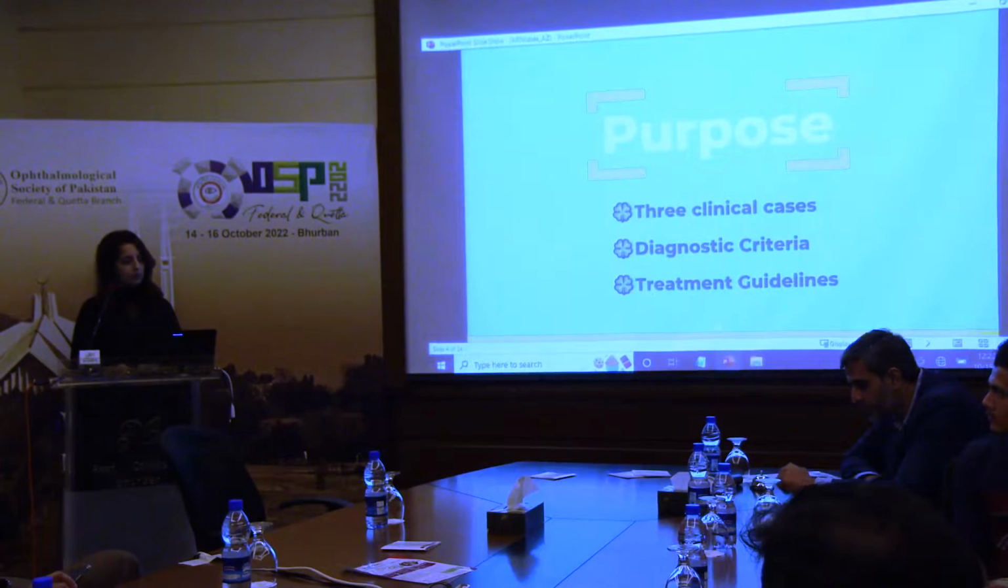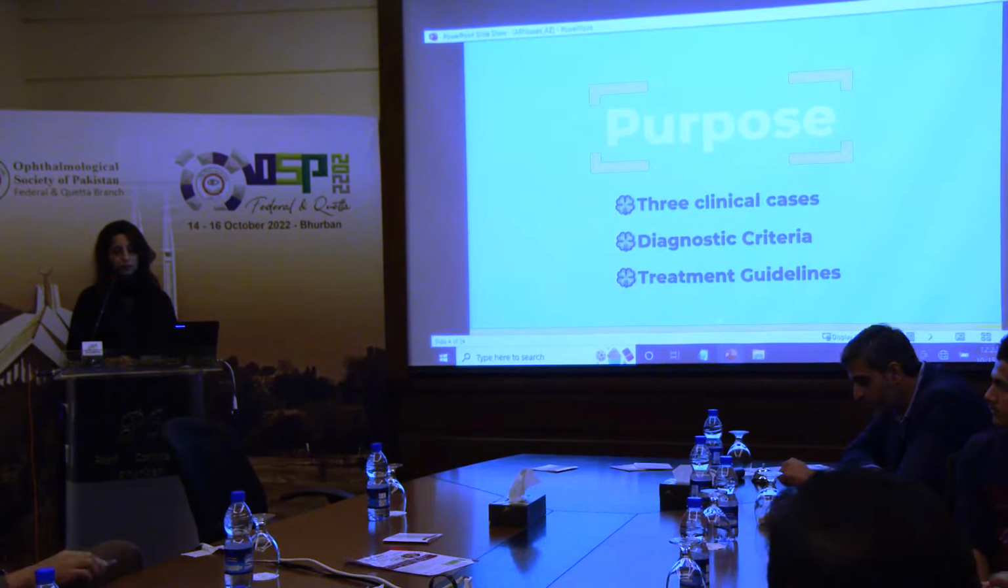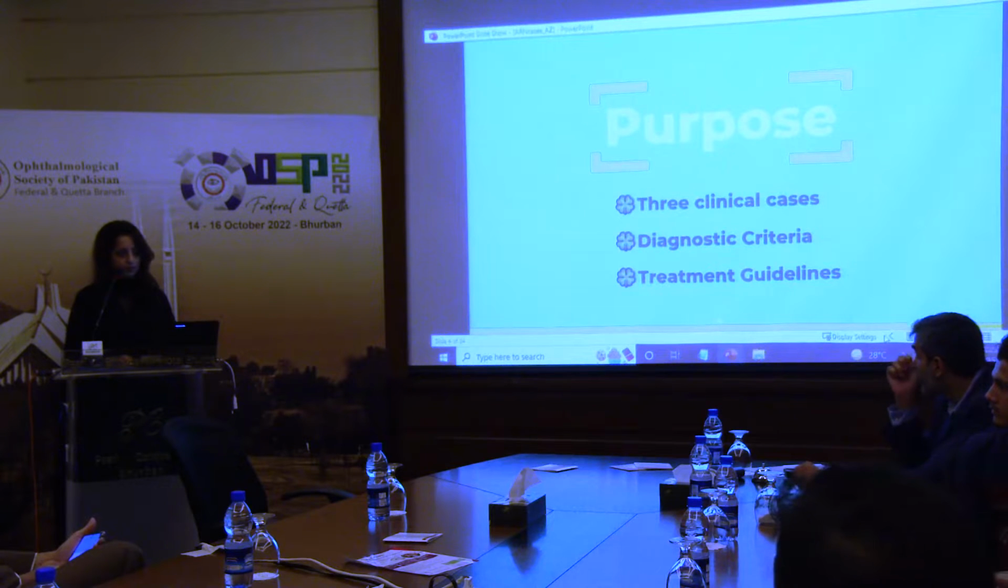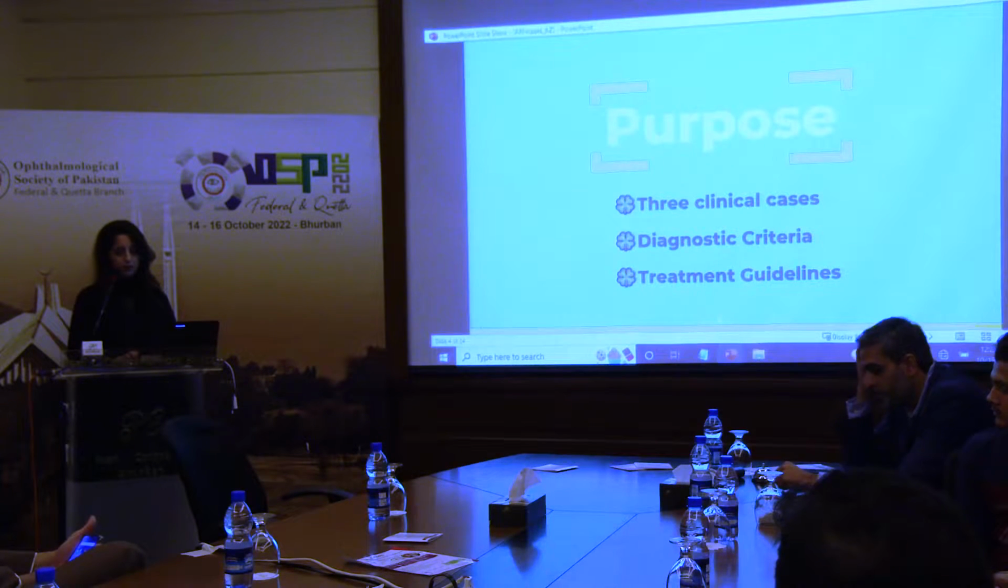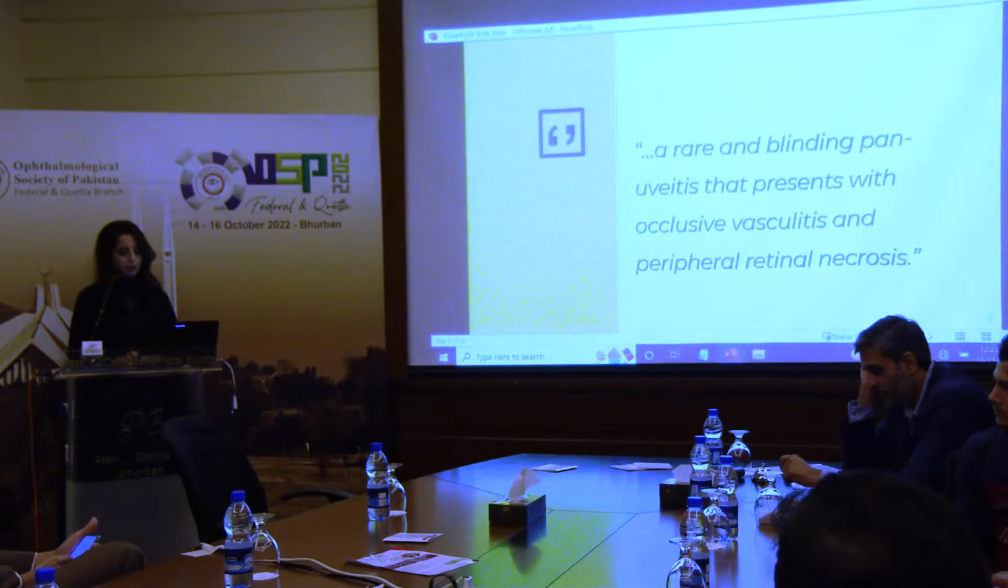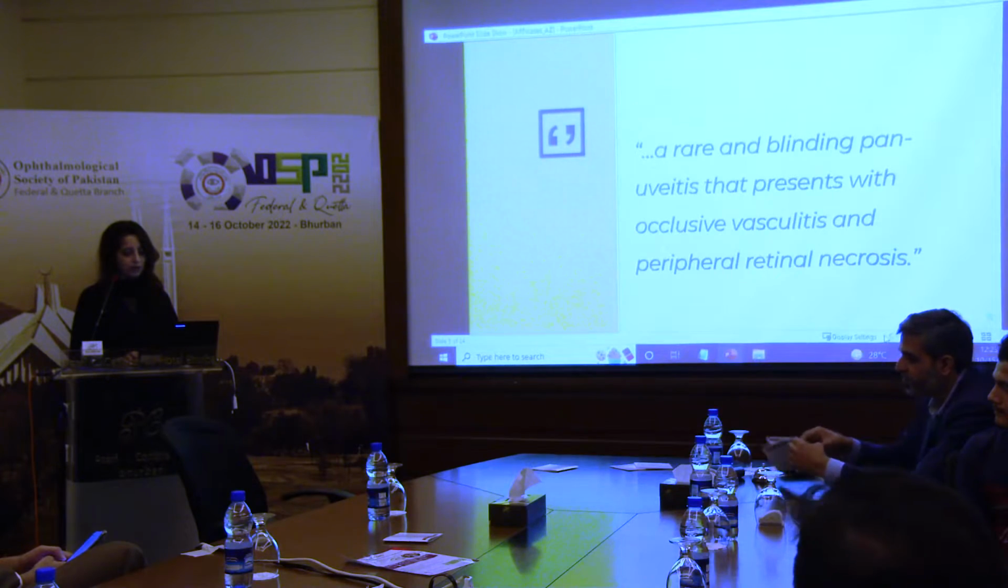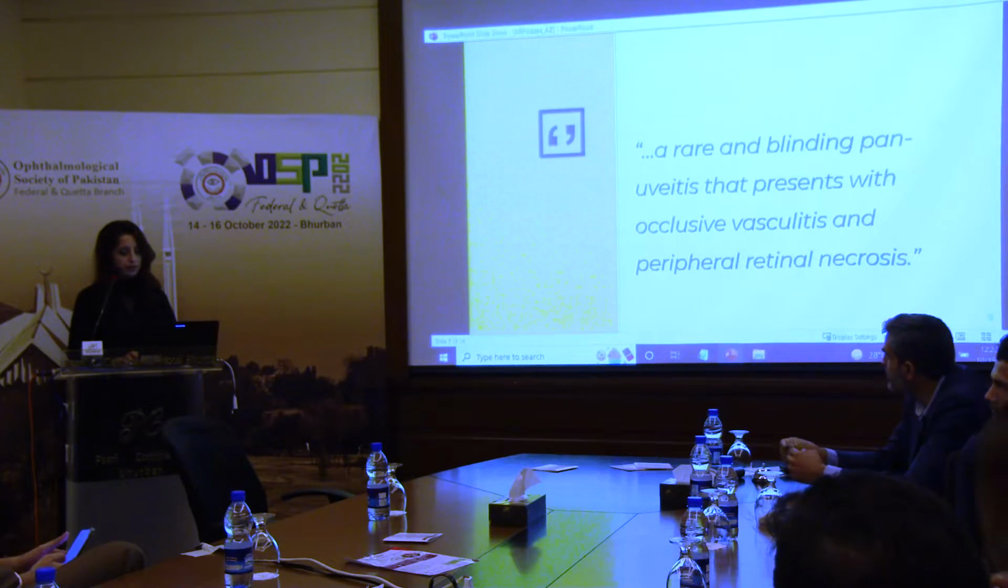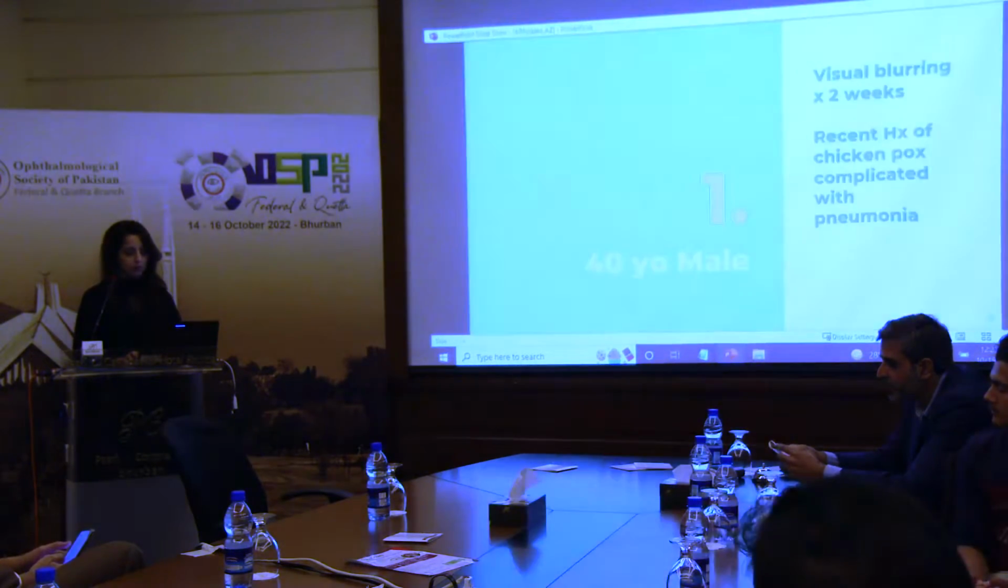So the purpose of my discussion today is that I'm going to walk you through a few clinical scenarios, and then I'm going to be discussing the diagnostic criteria and treatment guidelines of acute retinal necrosis. For an overview, ARN is a rare and blinding pan-uveitis that presents with occlusive vasculitis and peripheral retinal necrosis.